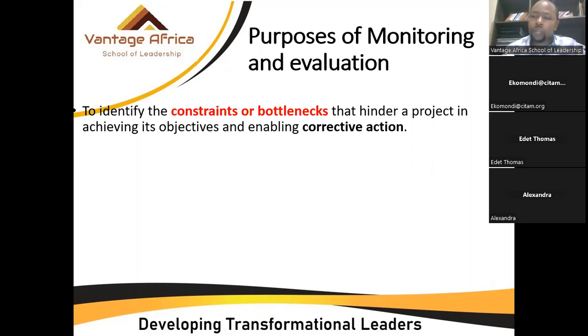So monitoring and evaluation does not just tell us about bottlenecks and constraints. It allows us to know why exactly we failed or why we are likely to fail.